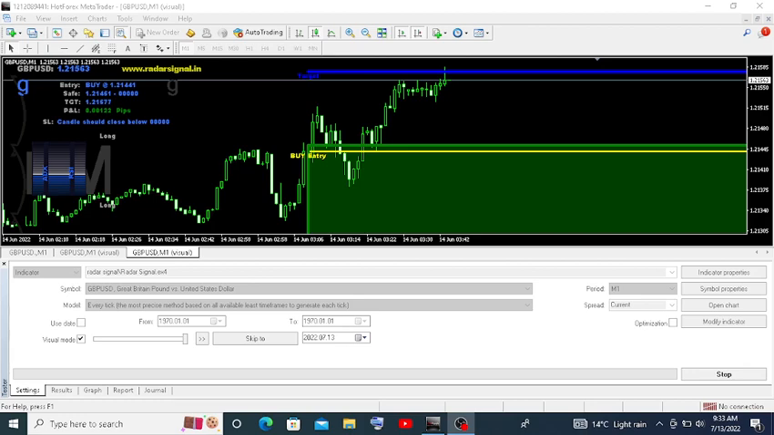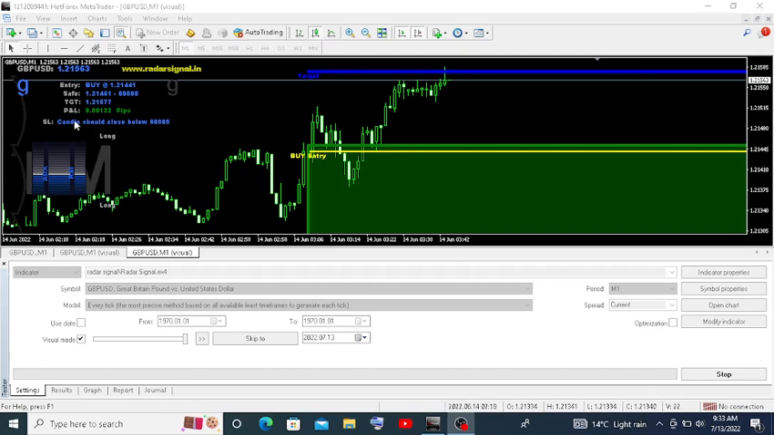The indicator I have with me today is called a radar signal, and I'm backtesting it for you on the 1 minute chart. As you can see, this is GBP USD on the 1 minute time frame, and this indicator will give you an entry, a safe entry, and a target. It will tell you your profit and your loss. It will also tell you where to set your stop loss.